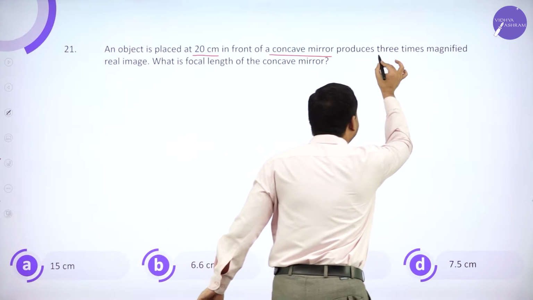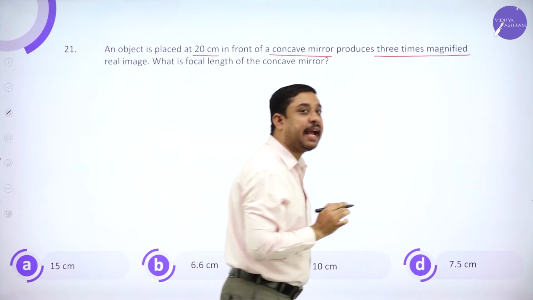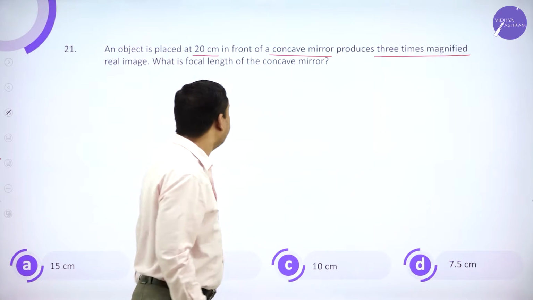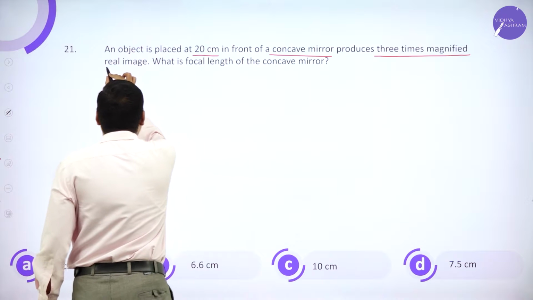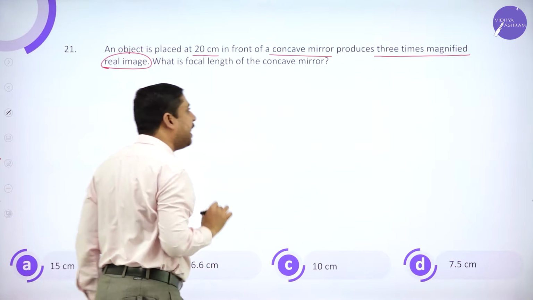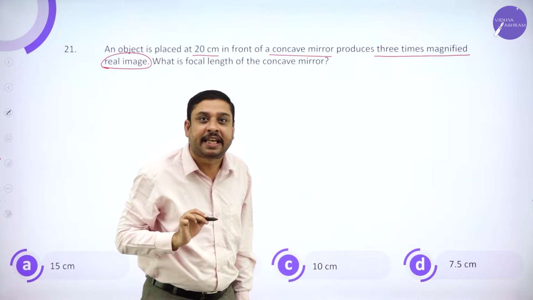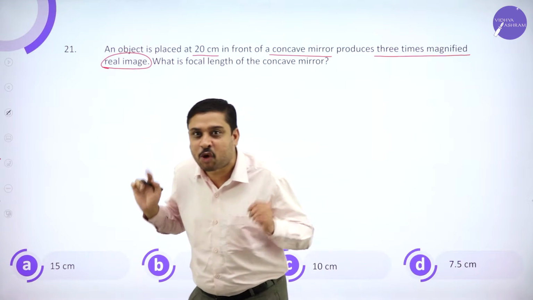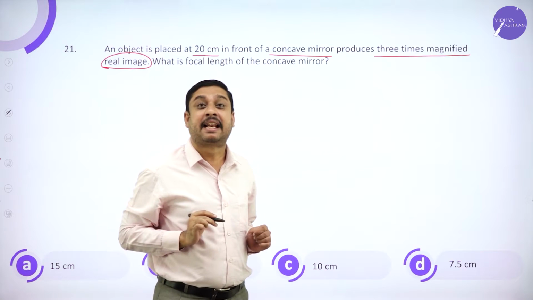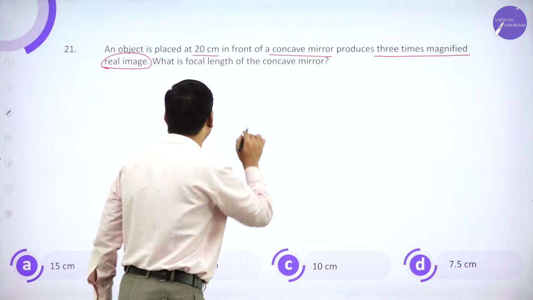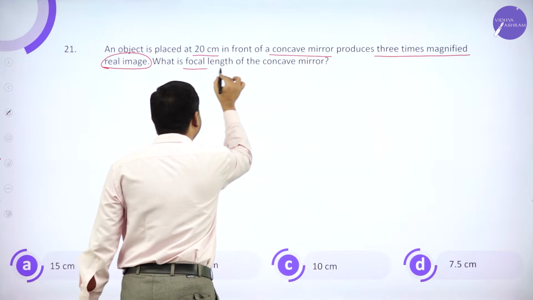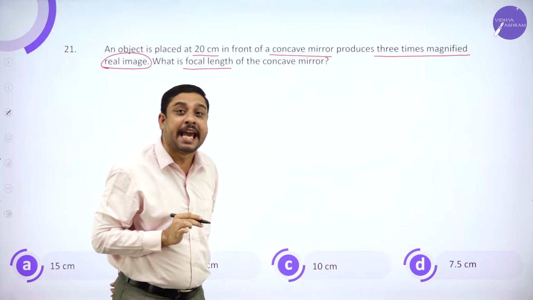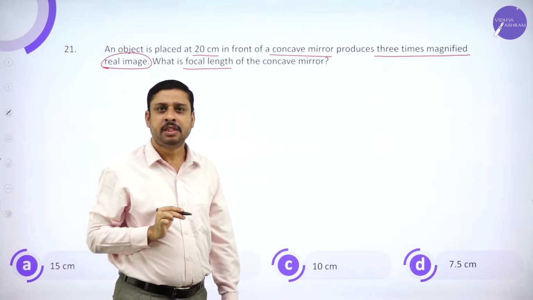produces a 3 times magnified real image. Very important. Magnification is 3 times and the nature of the image is real. What is the focal length of the concave mirror?